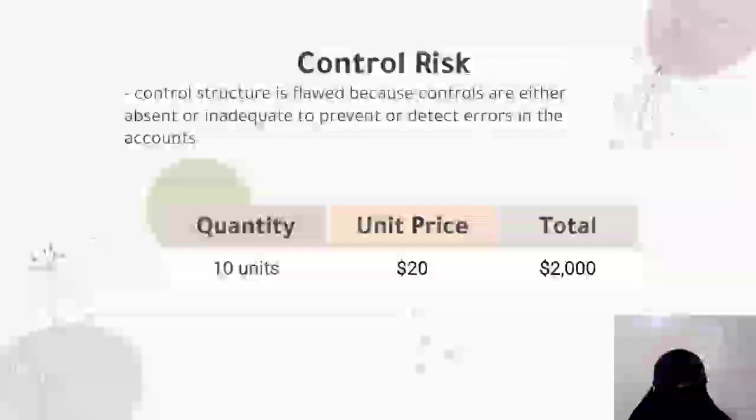Now to illustrate control risk, consider the table shown. So the following is the partial customer sales record, which is processed by the sales order system. So in here we have the quantity, which is 10 units, the unit price $20, and then the total is $2,000. Assuming that the quantity and unit price fields in the record are correctly presented, the extended amount or total value of 2,000, on the other hand, or unfortunately, is in error.